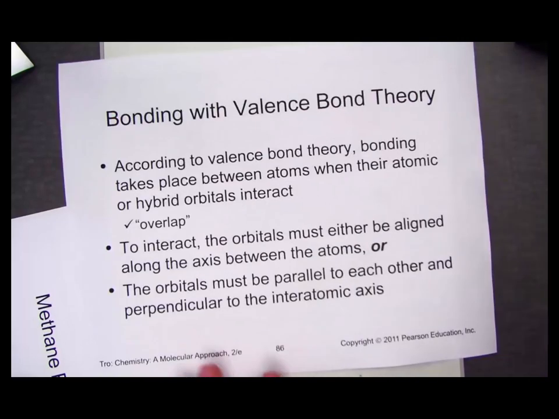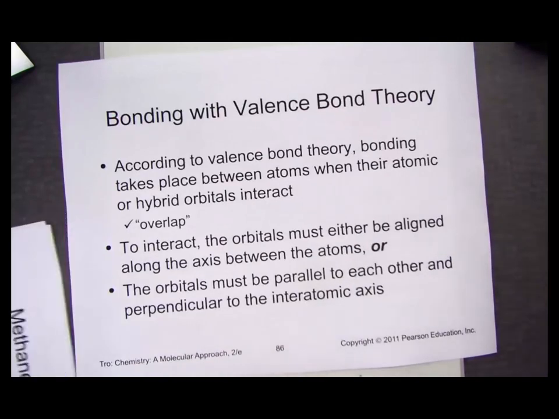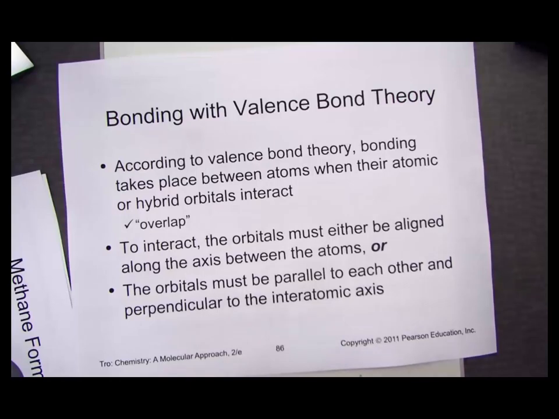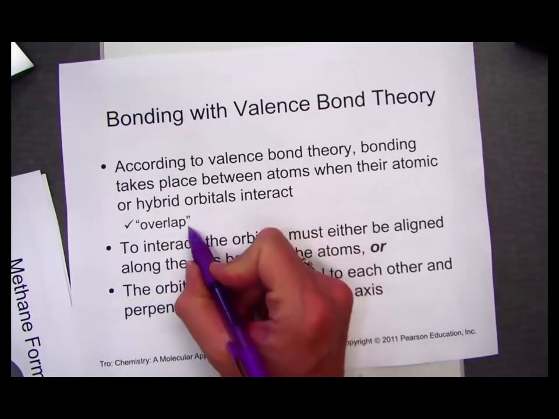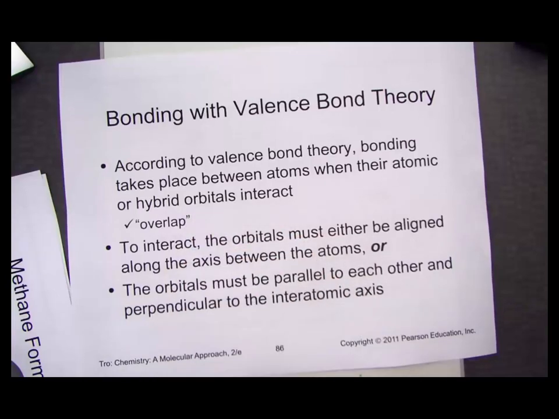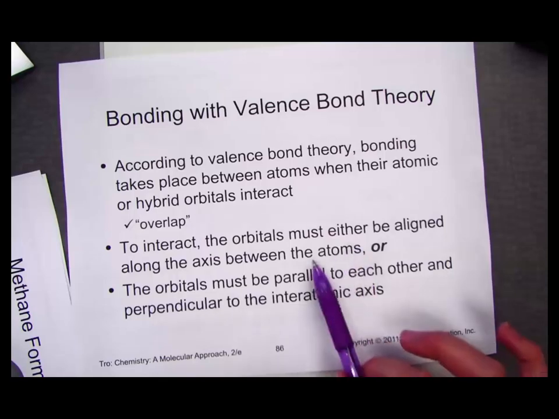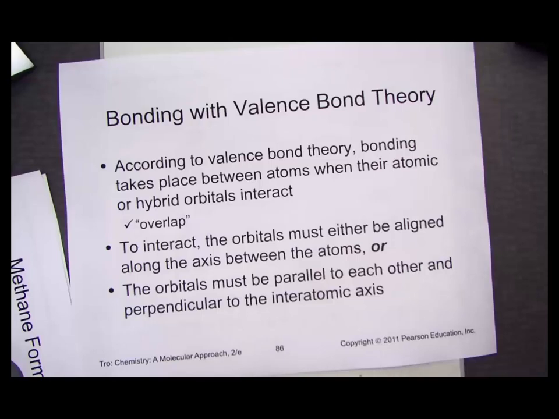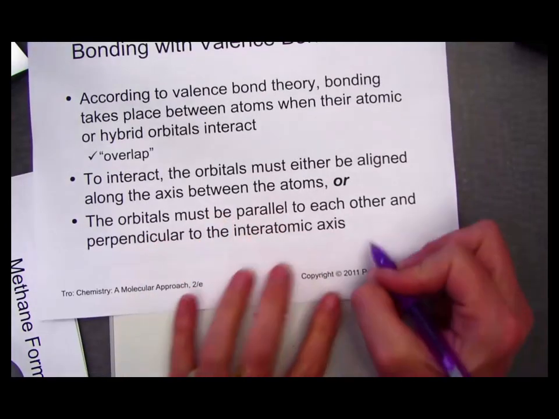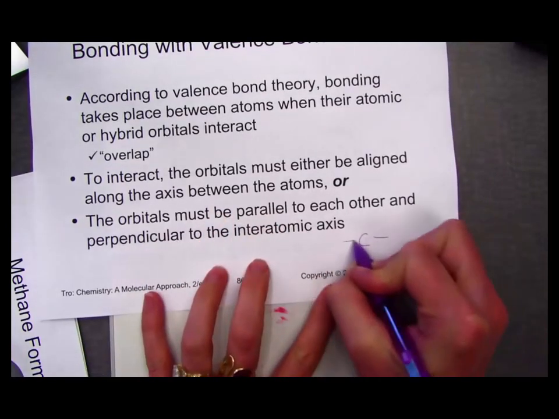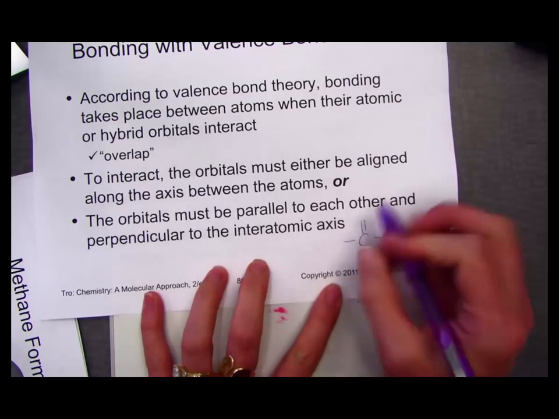So according to the valence bond theory, bonding takes place between atoms when their atomic or hybrid orbitals interact. That's literally just an overlapping of orbitals to create a space to share electrons. To interact, the orbitals must be either aligned along the axis between the atoms or be parallel to each other and perpendicular to the interatomic axes. So, in other words, I can have them parallel or I can have them perpendicular.